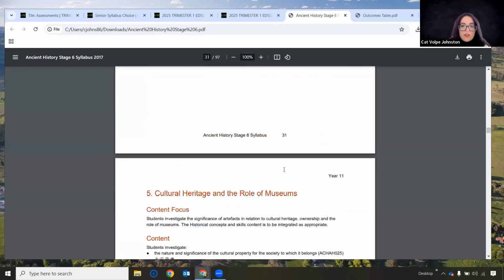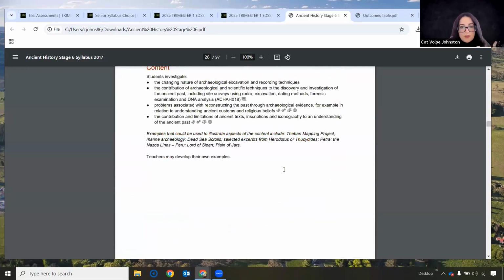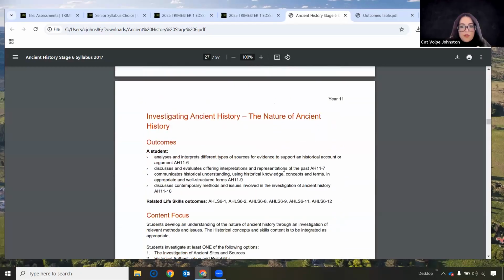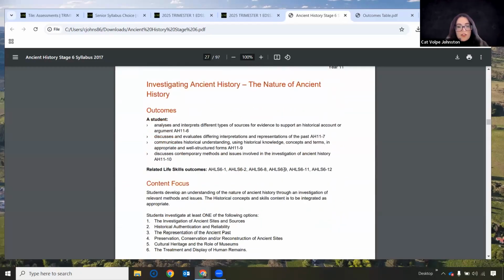In year 11, students have done the 2 case studies, remembering, and they've done this first unit, investigating ancient history, choosing one of these. So that's 3 topics. One of these, 2 case studies. So that's just some information on how the ancient history syllabus is set up.